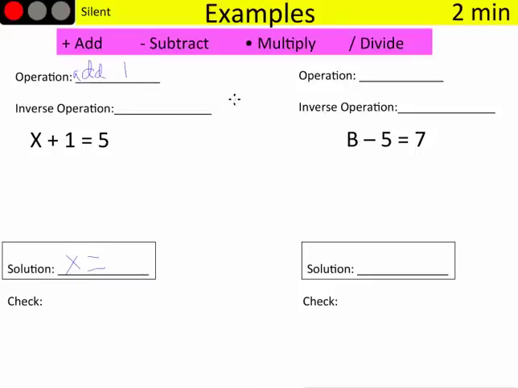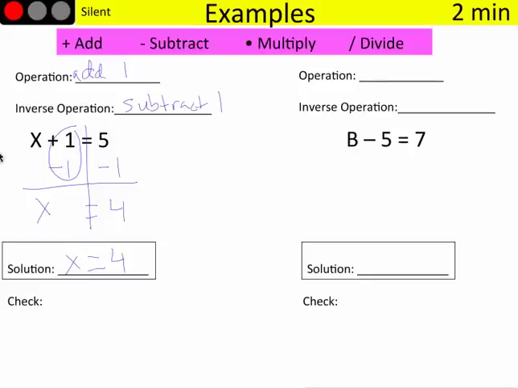The inverse of adding 1 is subtracting 1. So we're going to do this inverse. We're going to subtract 1. So I need to subtract 1 on this side of the equation and also subtract 1 on the other side of the equation so that I have x equals 5 minus 1 is 4. Over here the 1 is gone because 1 minus 1 makes 0. So our solution is x equals 4.